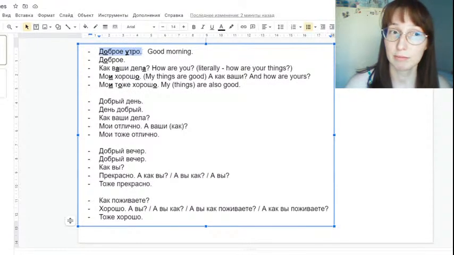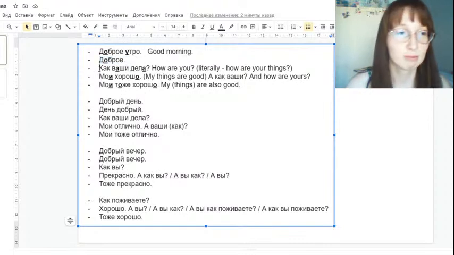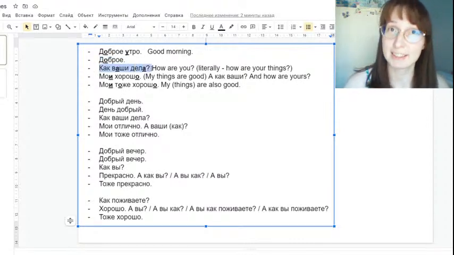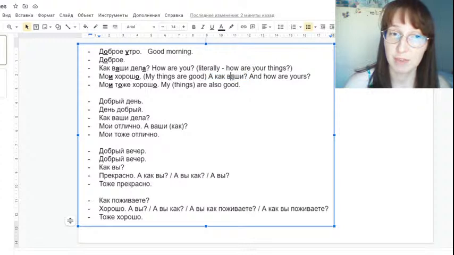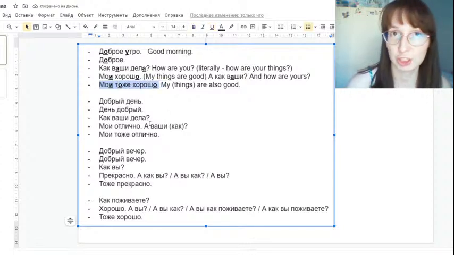Доброе утро. Доброе. Мяу. Как ваши дела? Мои хорошо. А как ваши? I forgot to mark the stressed vowel. А как ваши? Мои тоже хорошо.